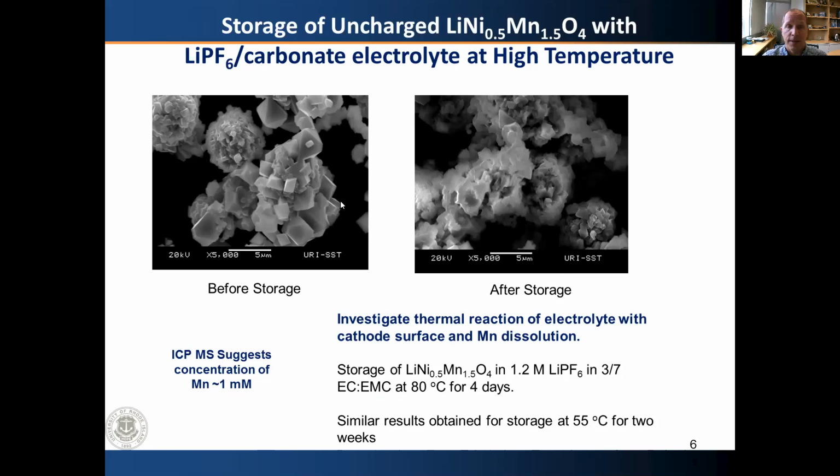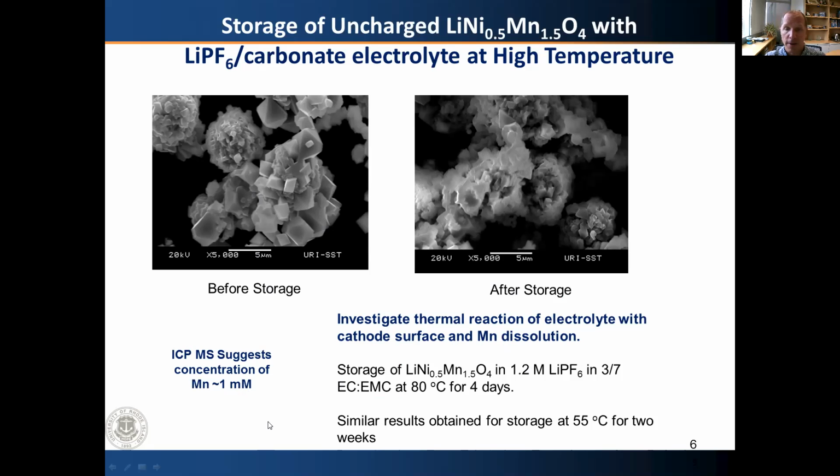So upon looking at these surfaces with SEM imaging, what you can see is that before storage, the cathode particles look pretty crisp and clean, with nice edges. After storage, you can really see that there's a lot of electrolyte deposition on the surface. We also observe a significant amount of manganese dissolution for the lithium nickel manganese oxide materials, which is confirmed by ICP-MS.